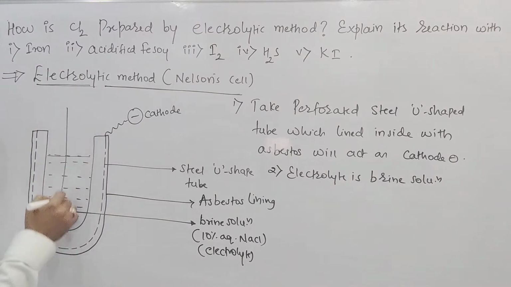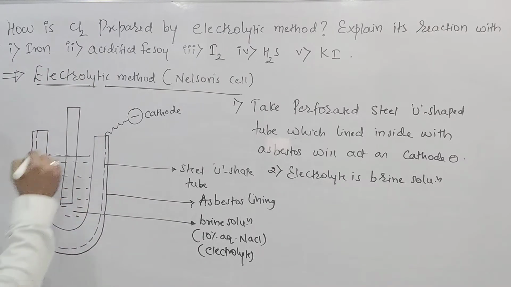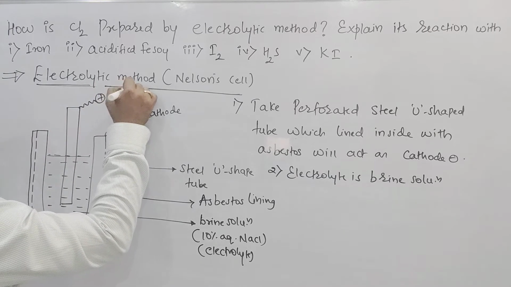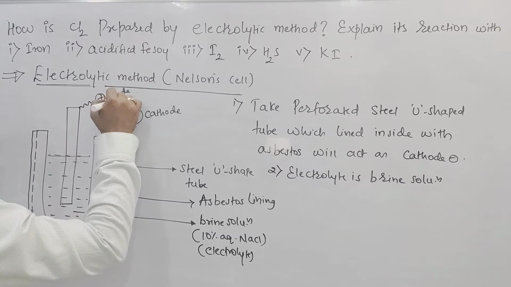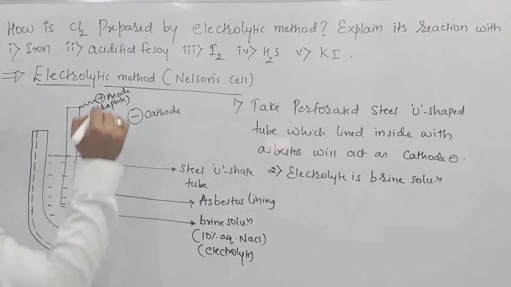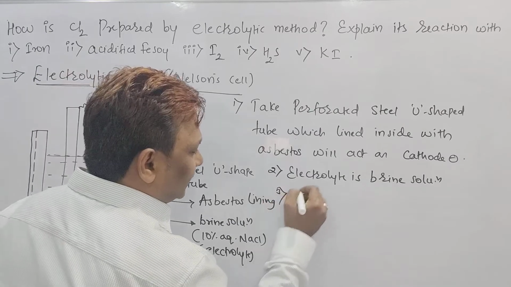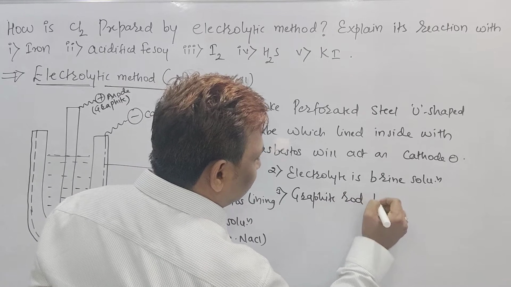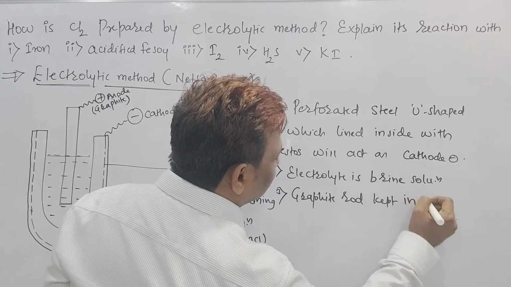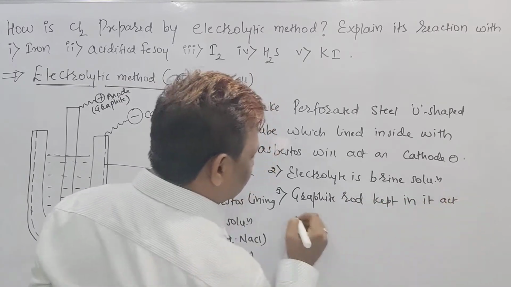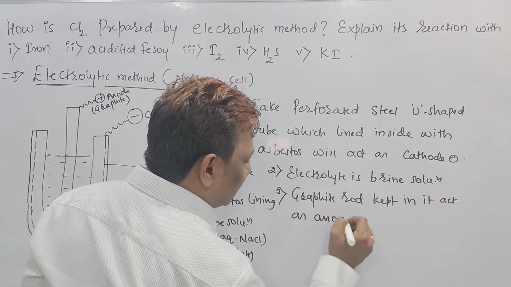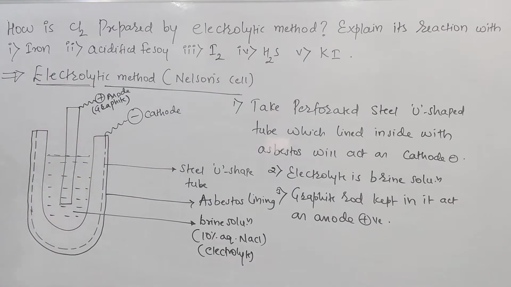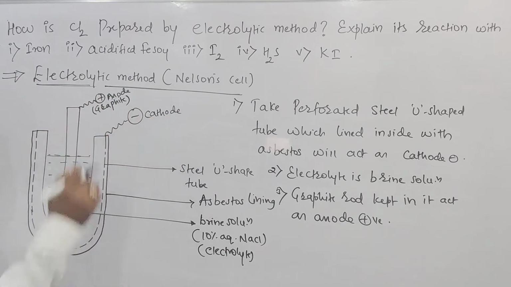But point number 3: keep a graphite rod in it, and this graphite rod acts as the anode. This is a graphite rod, and it acts as the anode. Point number 3: the graphite rod kept in it acts as anode. Do you know what the anode is? The positively charged electrode is called the anode. This is a cathode, this is an anode.